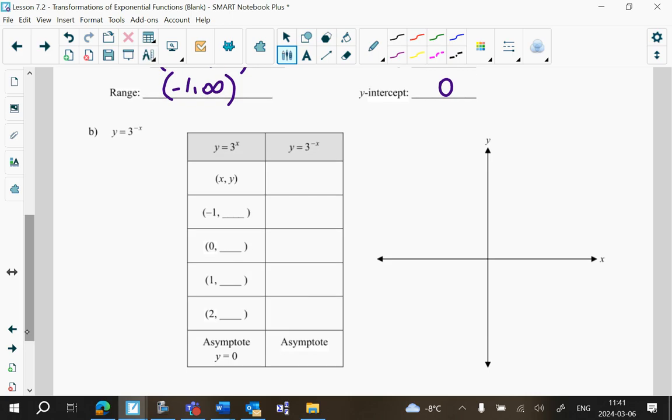Again, we don't need that. Save ourselves a little bit of time. Mapping notation. Oh, first of all, sorry. So 3 to the x gives me -1, 1/3, 0, 1, and 1, 3.